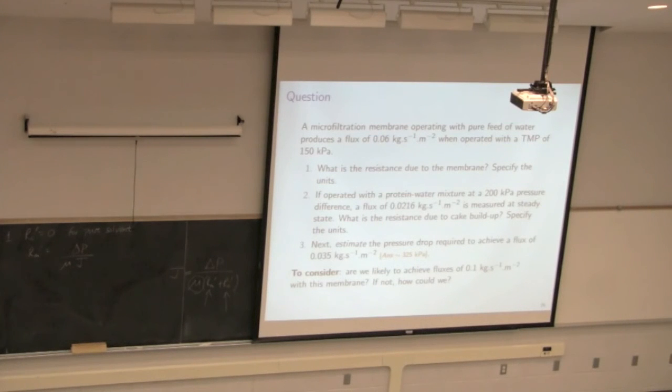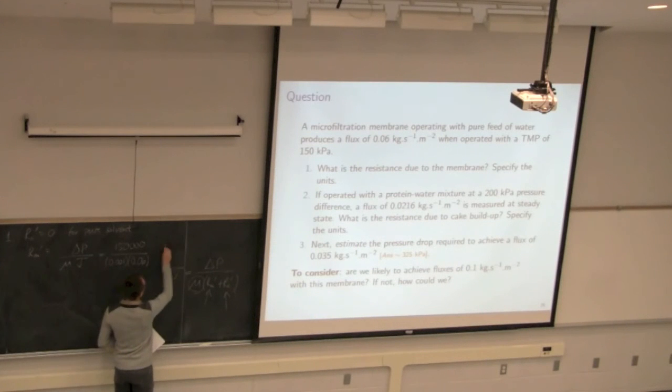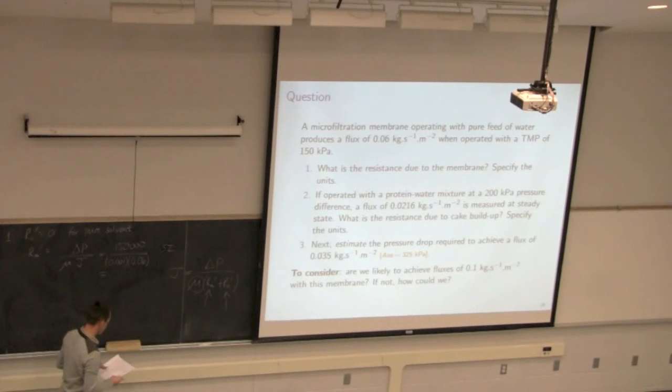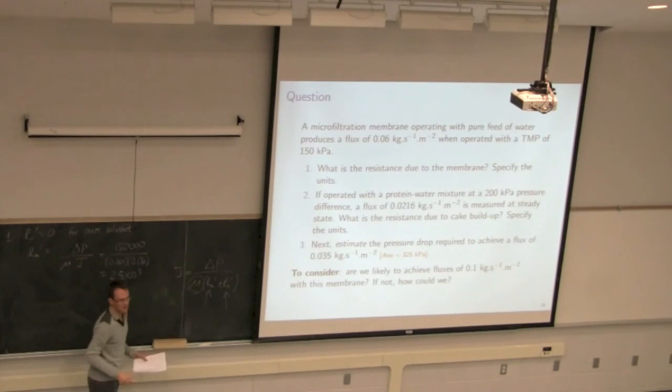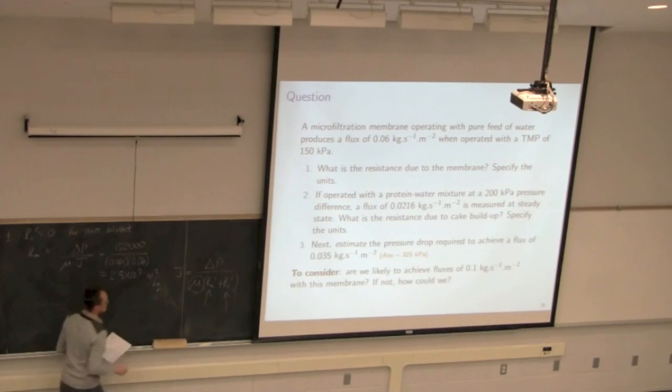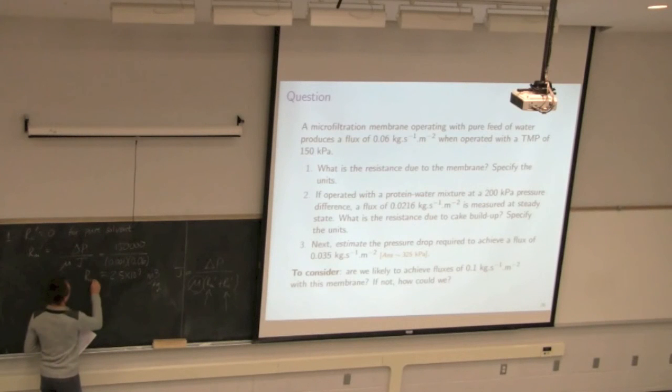Delta P is 150,000. So transmembrane pressure, 150,000. The viscosity of water is 0.001 pascal seconds. And J, the flux, is given there. So that's all in SI units. So it works out for us, and we get 2.5 times 10 to the 9. And what are the units there? Kilograms per meter squared? Meter squared per kilogram. Okay. So that's my membrane resistance or the media resistance.